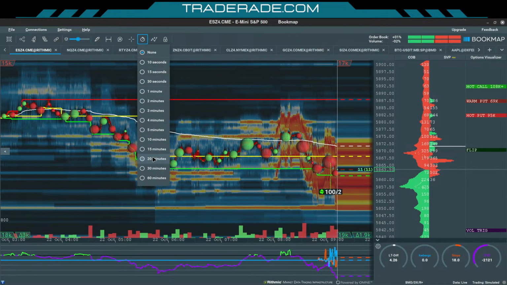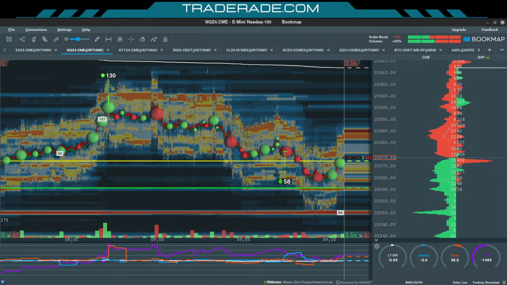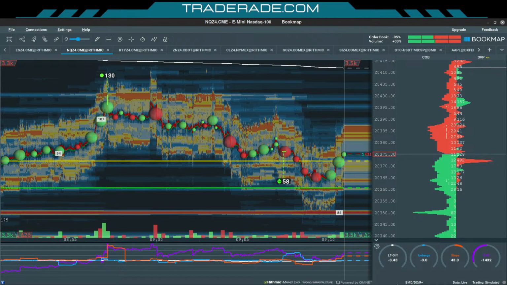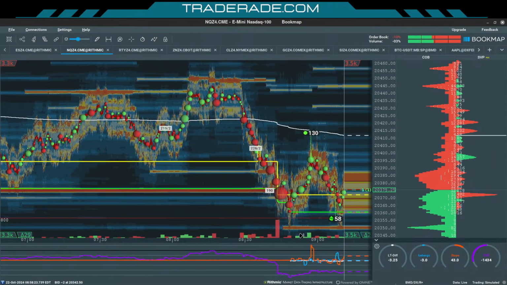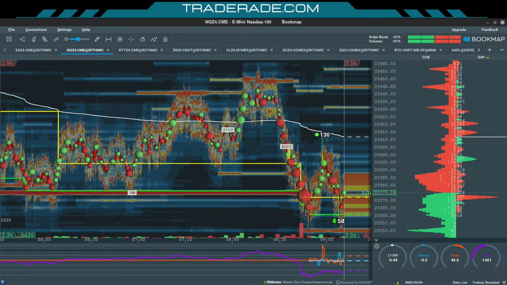And we're just going to zoom back into that 20-minute time frame. Then we have the NASDAQ here on screen. And the NASDAQ has a similar situation. It has seen a pull overnight, especially really quite recently.